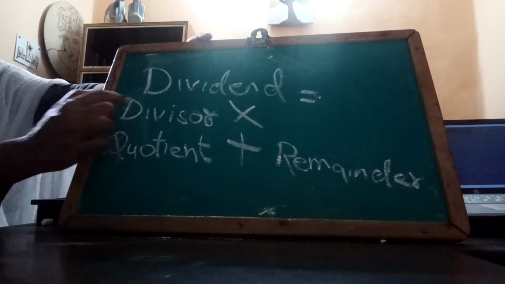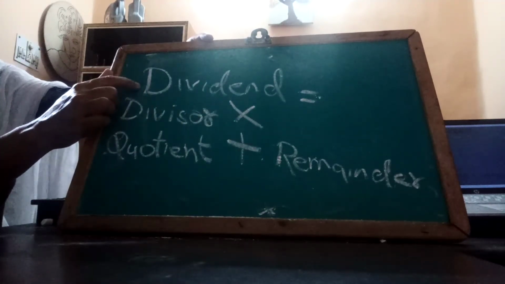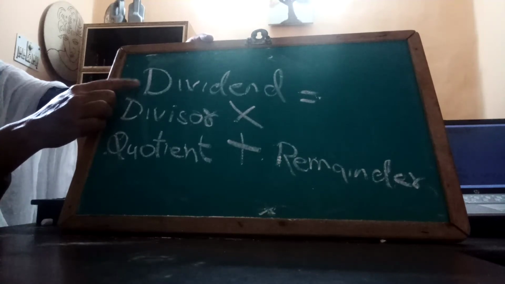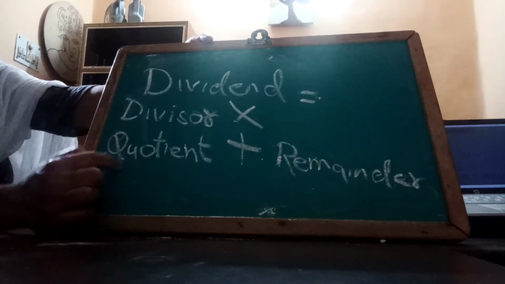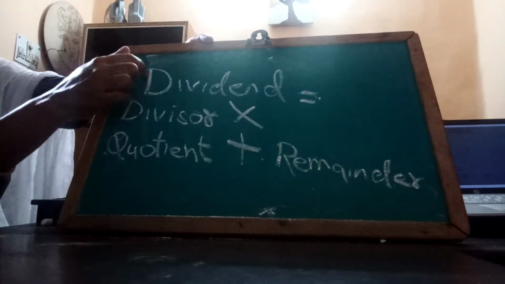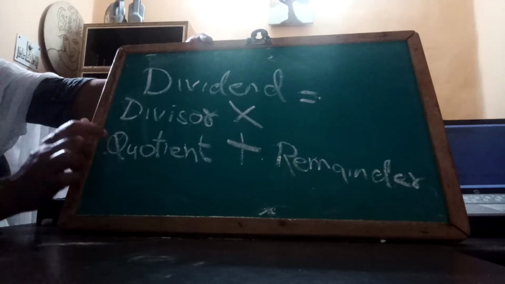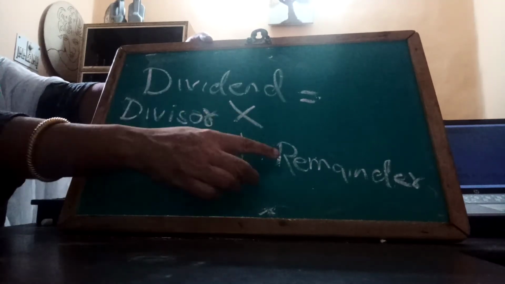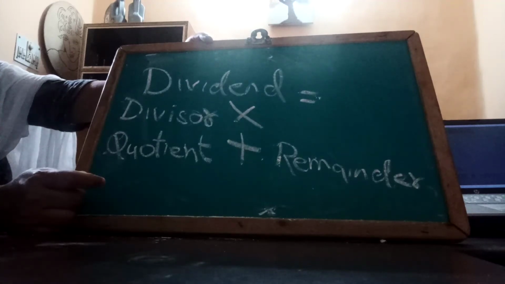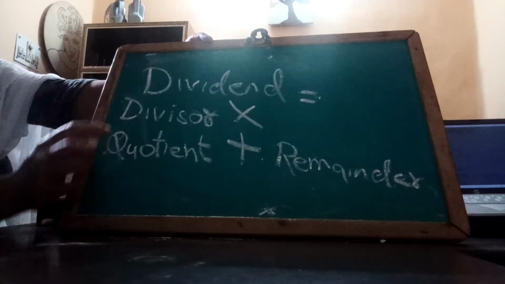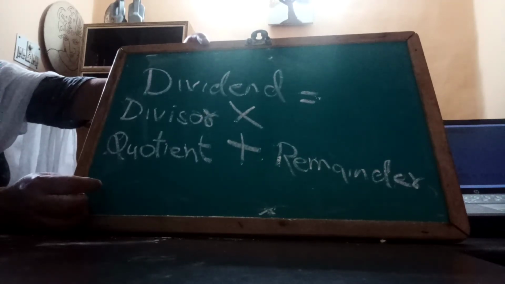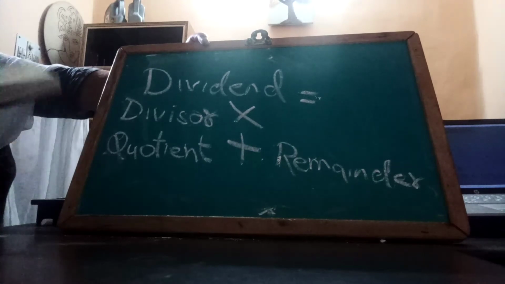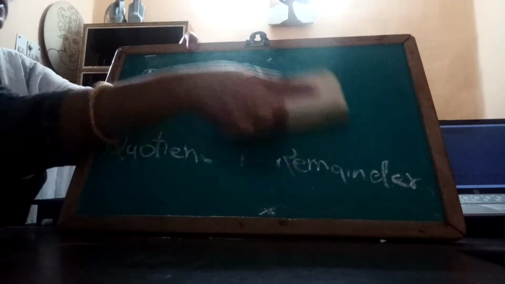So if all those things are given and you need to find out the dividend. Suppose divisor is 2, quotient is 4 and remainder is 1 and you need to find out the dividend. You know 2 into 4 is 8, 8 plus 1, 9. You can easily check it. 9, you try to divide it by 2, you'll get 4 as a quotient and remainder will be 1. These are the basic things which I am doing, which you have already done.